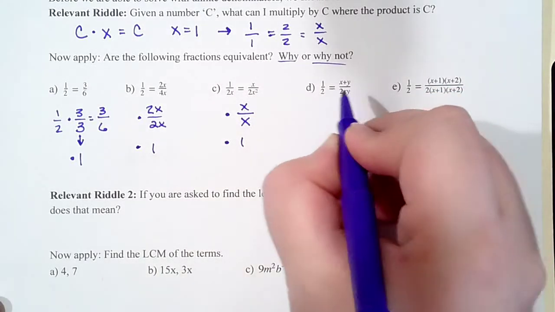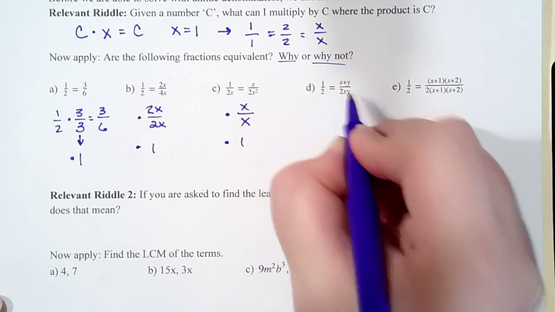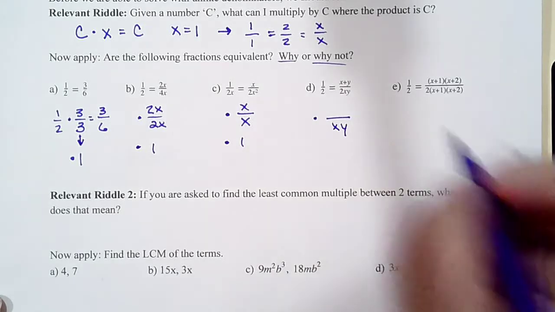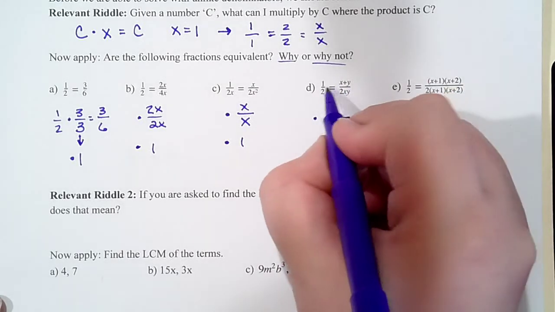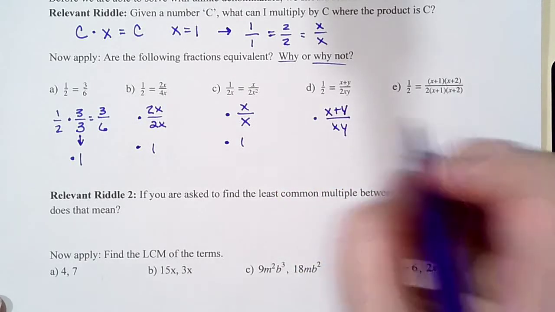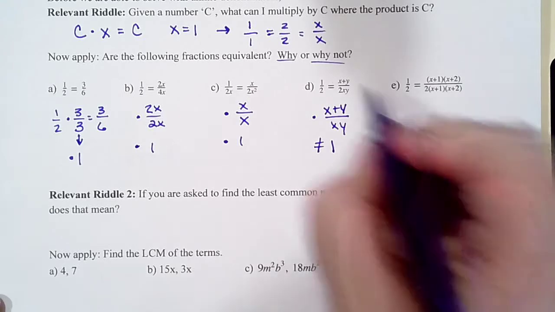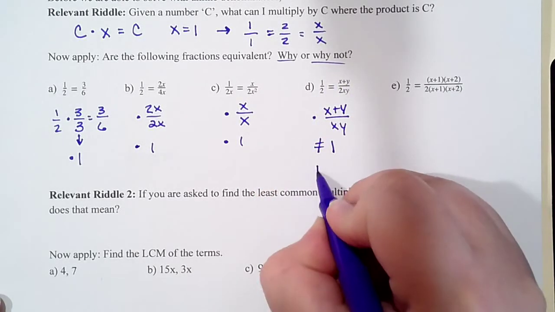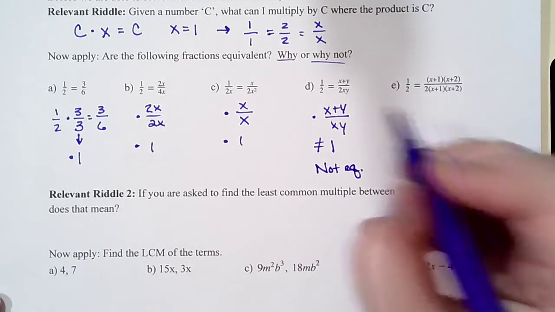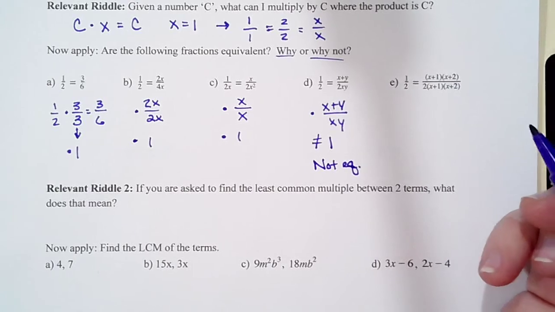However, this next one's a little tricky. If I look at the denominator, this tells me I'm multiplying by xy. But if I look at the top, this is telling me I'm multiplying by x plus y. That is not equivalent to 1. So this is not equivalent. And we proved that by saying if we're not multiplying it by 1, it can't be equivalent.